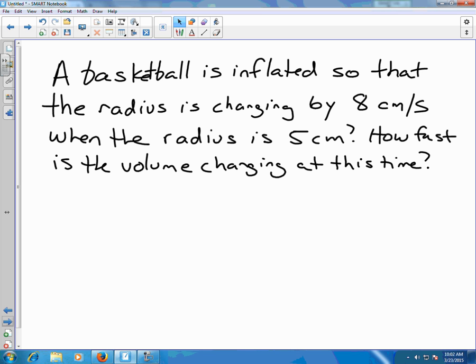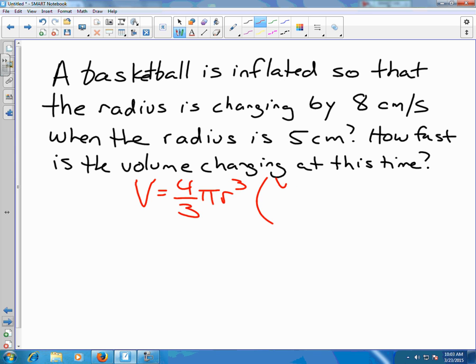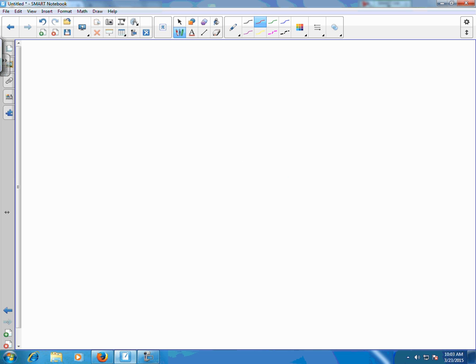Well, just like we did before, we need some kind of formula to relate the two. In this case, it's the volume of a sphere. The steps are all the same: take the implicit derivative, divide by dt, and then plug in what we know. So let's go to the next page again.